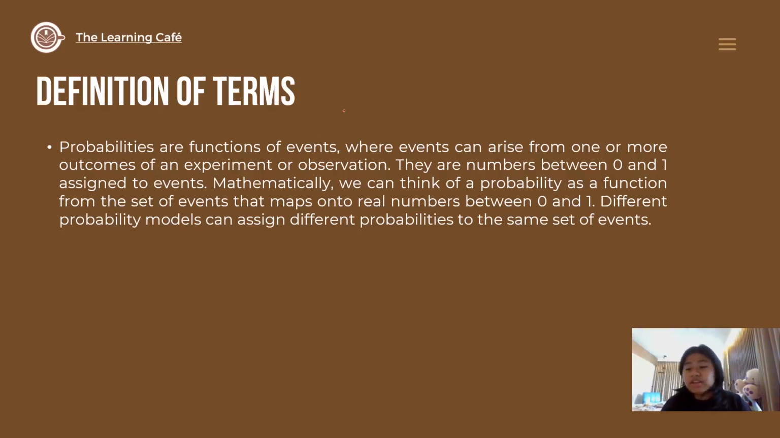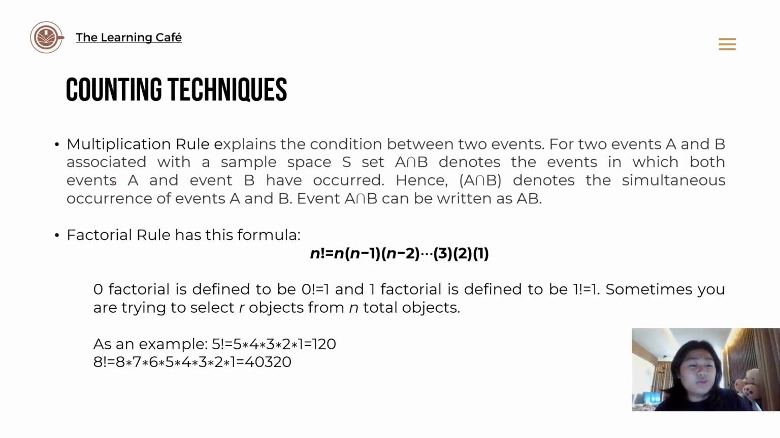Now, we'll talk about different counting techniques. First, we have the multiplication rule, which explains the condition between two events. Basically, it denotes the intersection. For example, for events A and B, with the sample space S, the intersection of A and B denotes the events in which both event A and event B have occurred. Hence, the intersection of A and B denotes the simultaneous occurrence of events A and B. This event can be written as A times B.